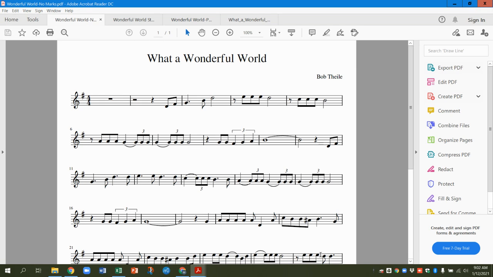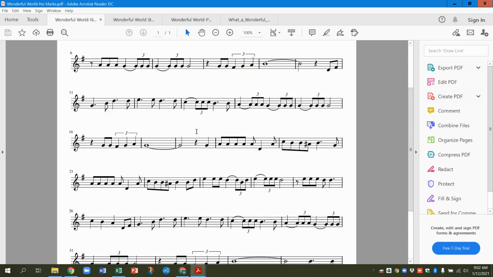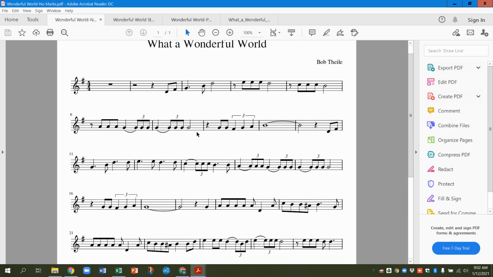The first step you're going to do is look through and play through your whole piece of music, and try to figure out what spot is the climax of the piece. Where's the high point of the piece? A couple of clues here.